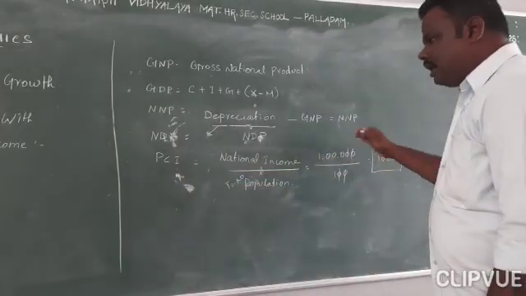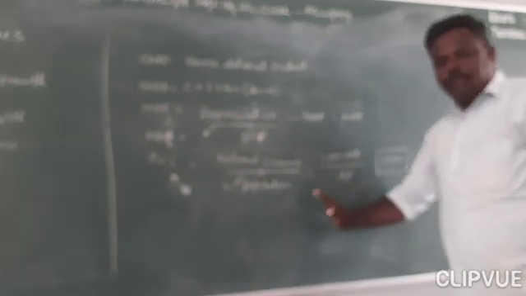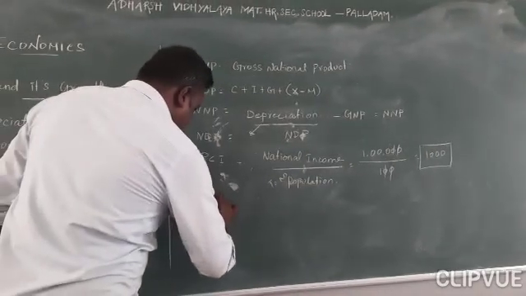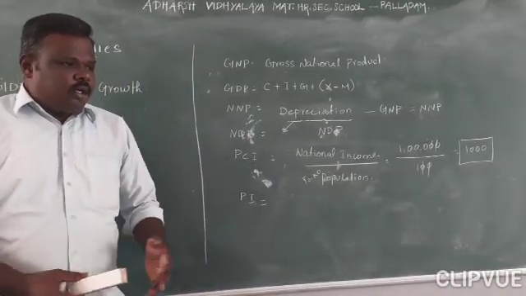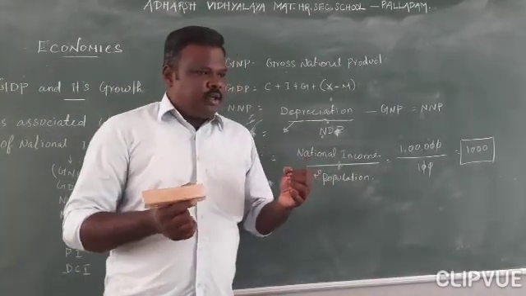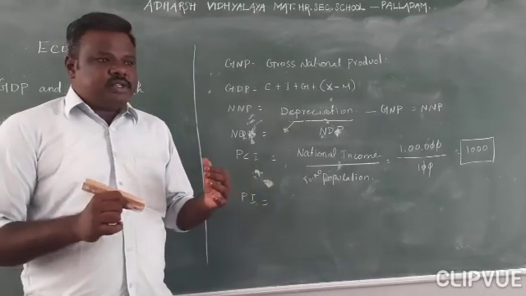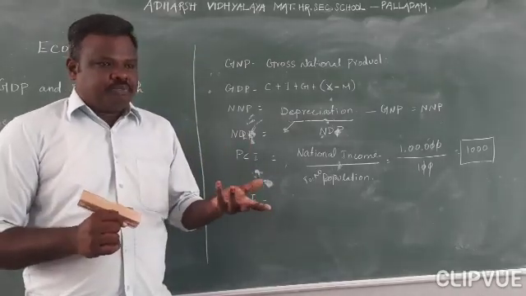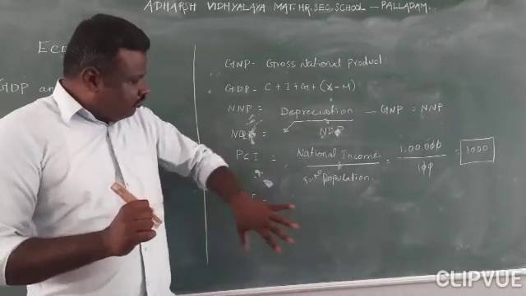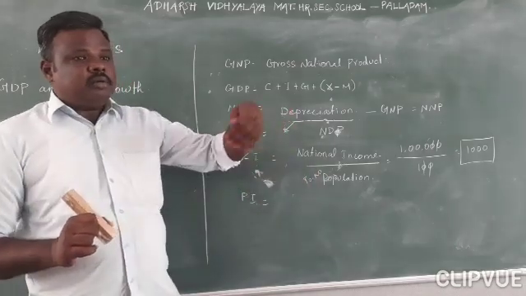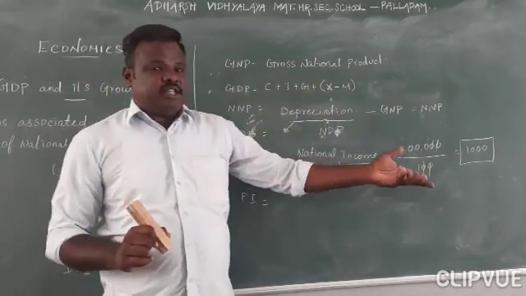Using this method we can identify the country's national income, or the country's growth also. And another one is PI, personal income. So what is personal income? Personal income is the money earned by individuals or households, calculated before it is spent on expenditure.